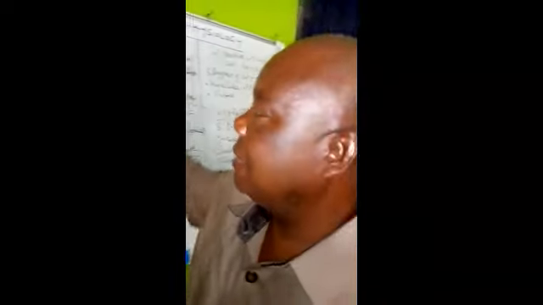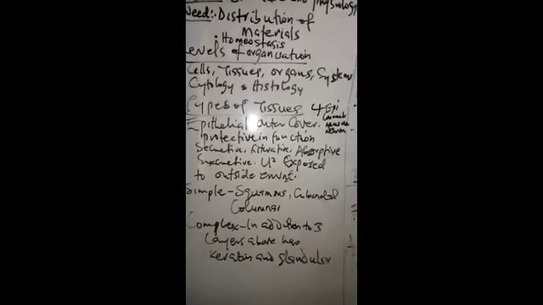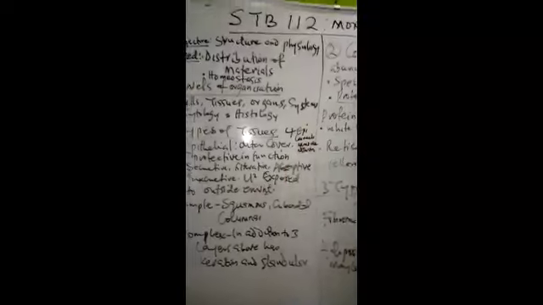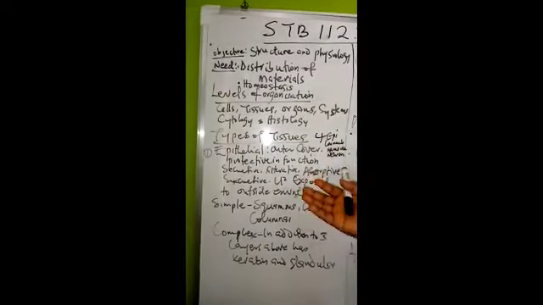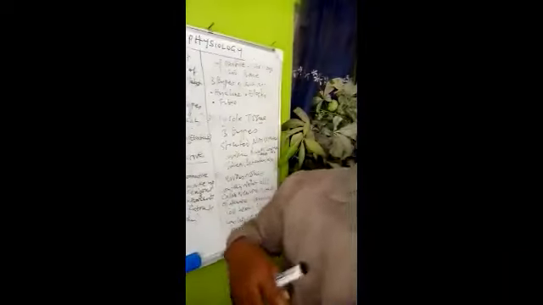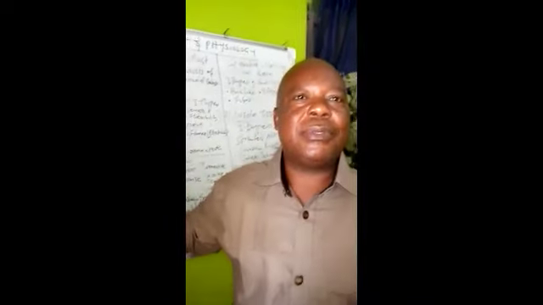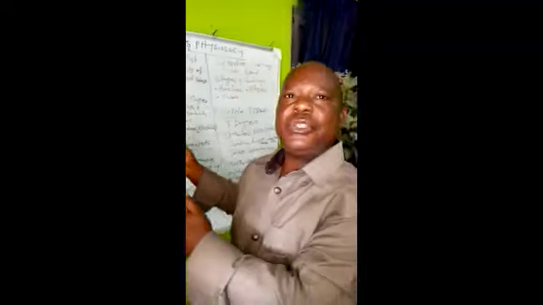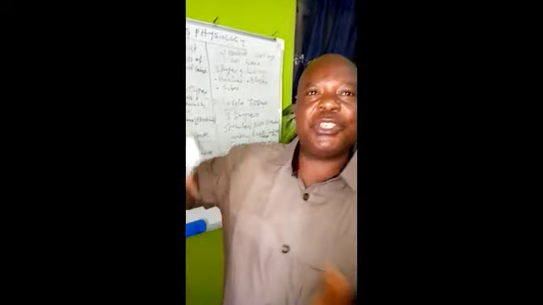The first one is epithelial tissue. It's the outermost cover of the body. Their function is to protect the body from inside and from what? Outside. They are of 2 types: simple epithelial tissue and complex epithelial tissue.